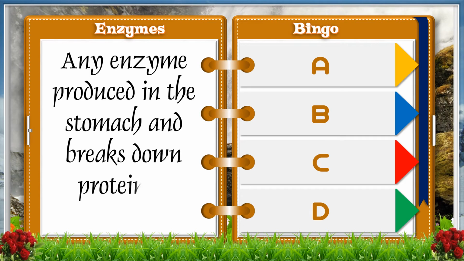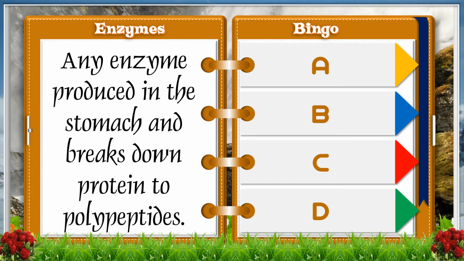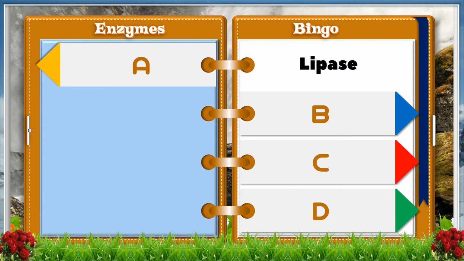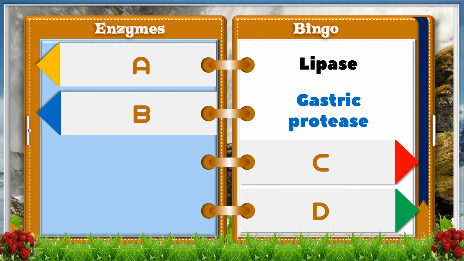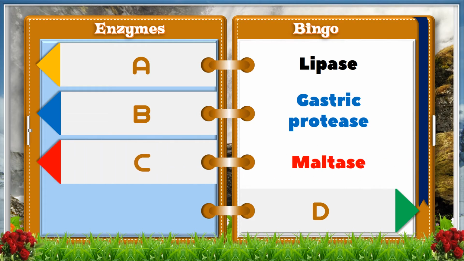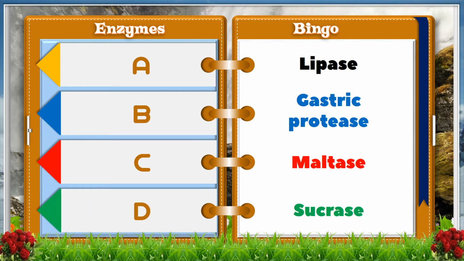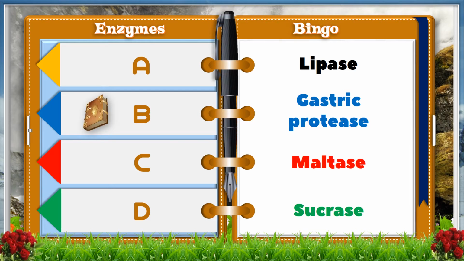Any enzyme produced in the stomach and breaks down protein to polypeptide. A. Lipase. B. Gastric protease. C. Maltase. D. Sucrase. And the answer is B. Gastric protease.